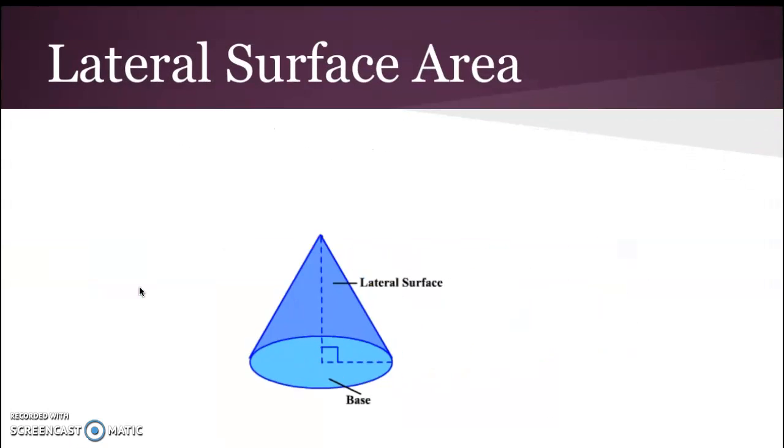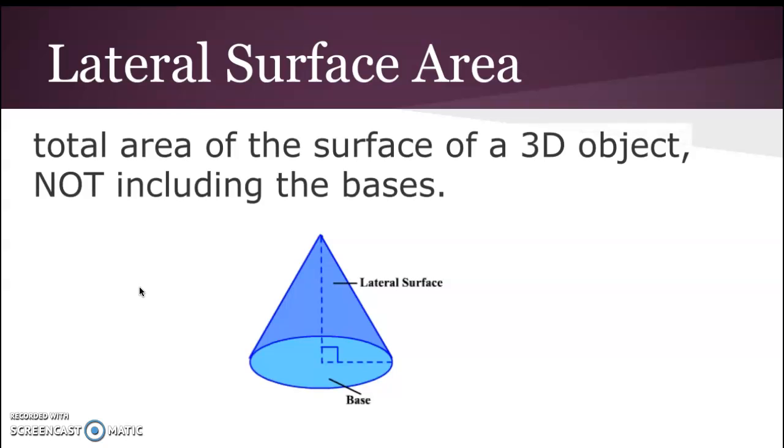Now, as we discussed previously, the lateral surface area is the total surface area of a three-dimensional object, but not including the base. So our focus today is on this guy, a cone. When we said not including the base, we are talking about everything that's around.